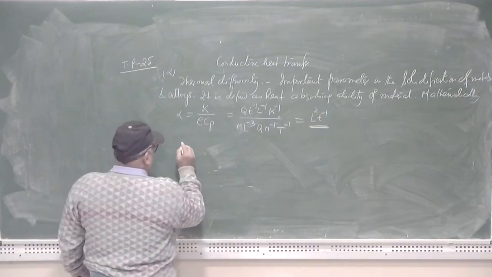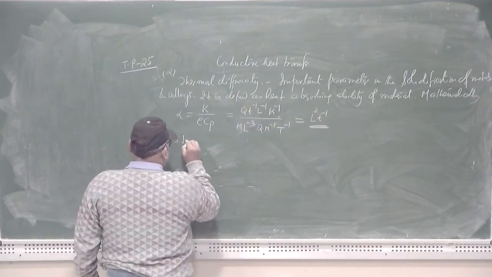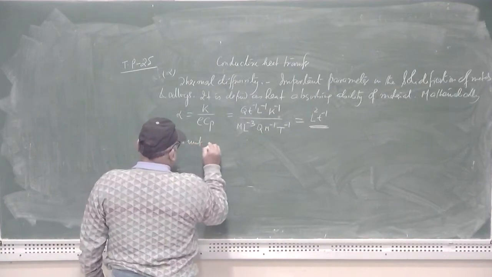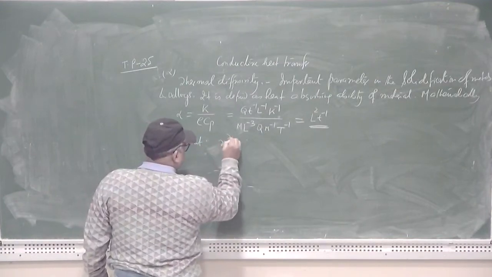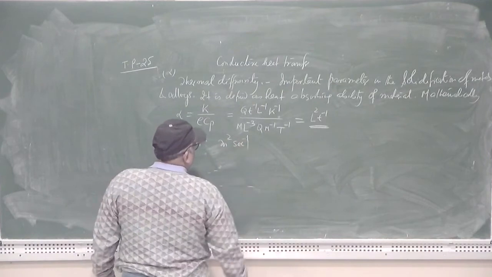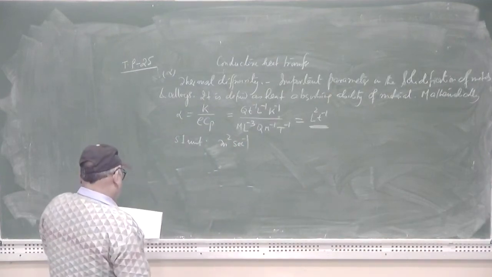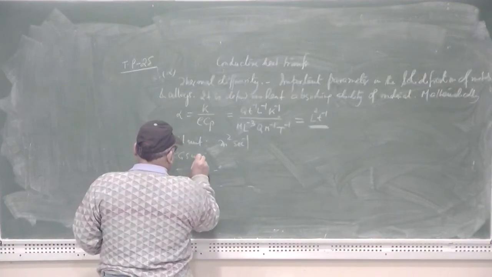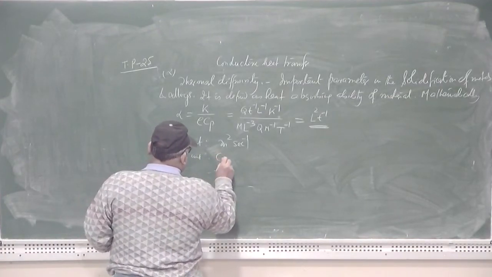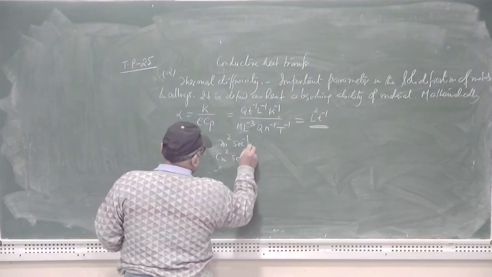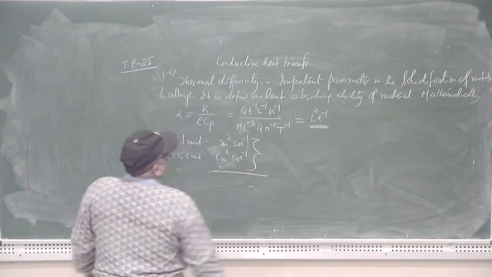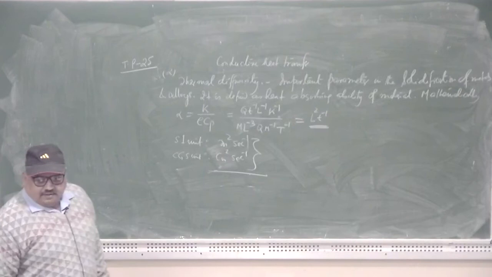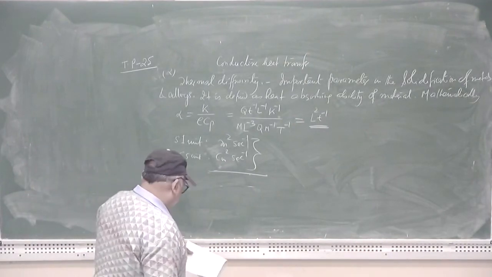So, correspondingly the SI unit of this alpha is meter square per second, whereas its CGS unit is centimeter square per second. This is the thermal diffusivity.